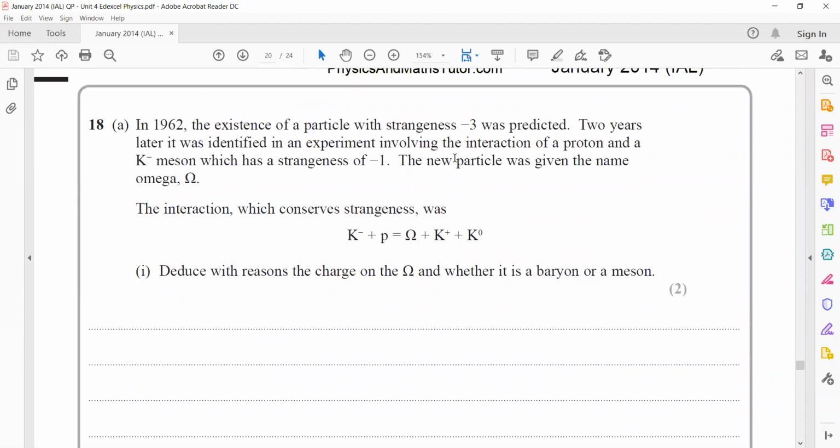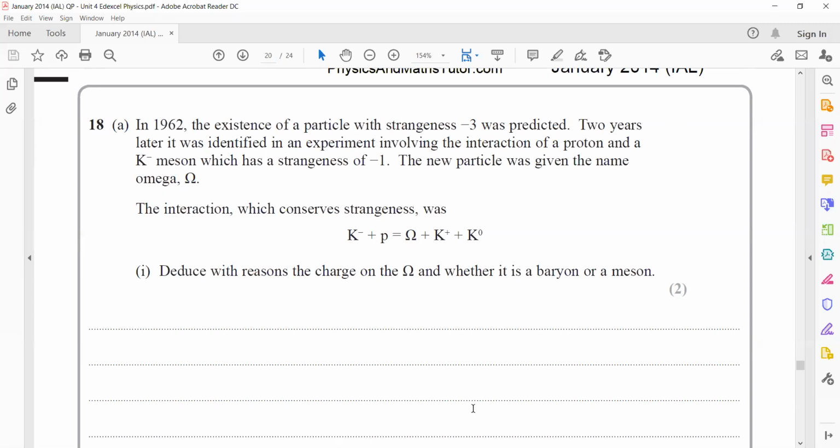In 1962, the existence of a particle with strangeness -3 was predicted. 2 years later, it was identified in an experiment involving an interaction of a proton and the K- meson, which has a strangeness of -1. A new particle was given the name omega. The interaction which conserved the strangeness was deduced with reasons. Deduce the charge on the omega and whether it is a baryon or a meson.